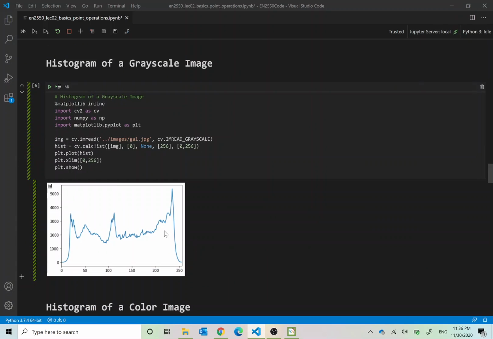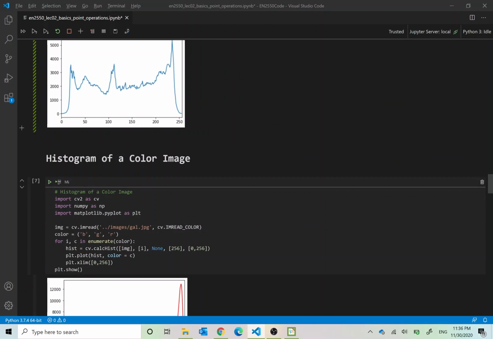Alright, so this is the histogram. So what does this histogram represent? You can say there are some dark pixels in this image, and some mid intensities, and some very bright pixels also. That's what it represents. So the left hand side of the histogram is for dark pixels and the mid tones, and the very right hand side is for the very bright pixels.